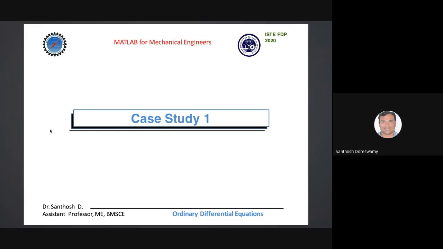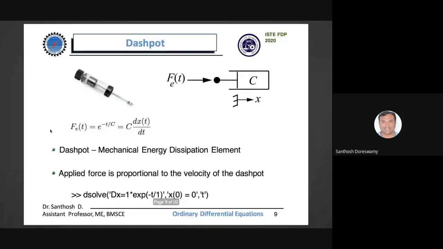Okay, so once you know how to solve this in the exact sense, we will try to go for some of the simple application problems. Now let us take a specific problem. Let us take a dashpot. Okay, let us consider a dashpot.